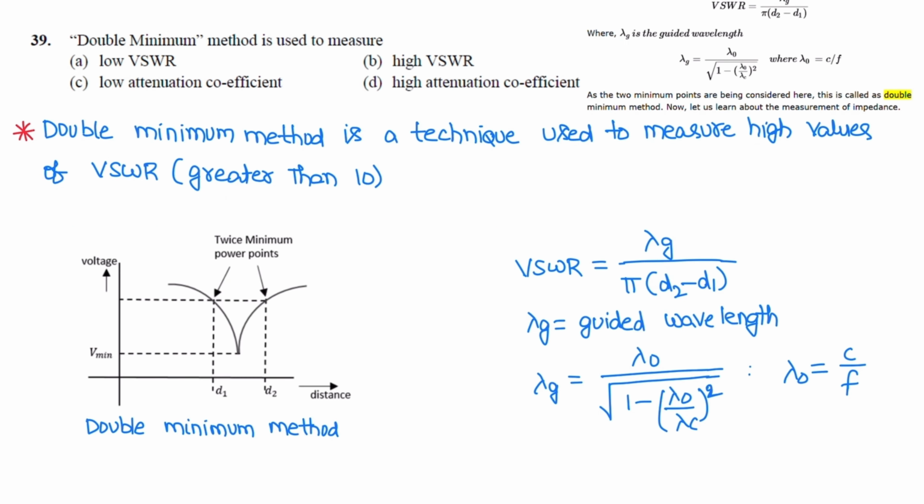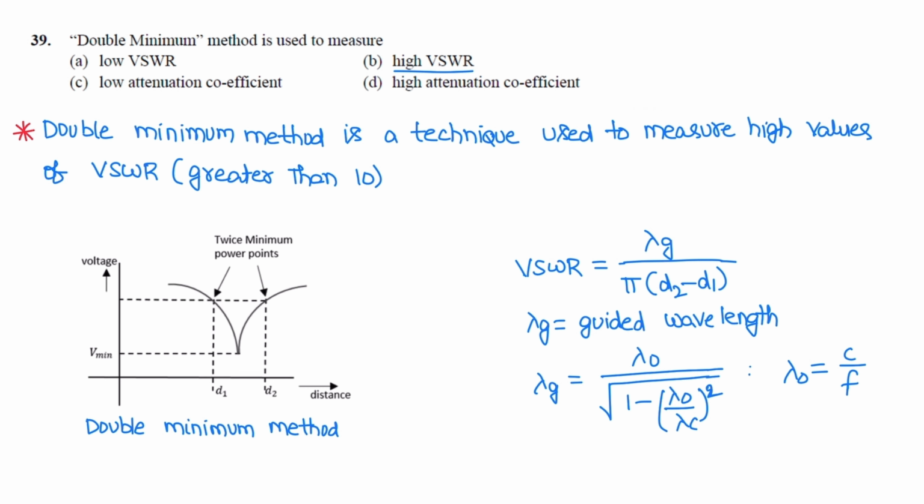Next question. Double minima method is used to measure. So it is used to measure high voltage standing wave ratio, whose value is greater than 10. Double minima method is a technique used to measure high values of VSWR. Here there are two minimum points, so this is one minimum point and second minimum point. VSWR is lambda g, guided wavelength, by pi into d2 minus d1. So d1, d2 are the points where minima occurs, where lambda g is guided wavelength, lambda naught is free space wavelength. So correct option is B.